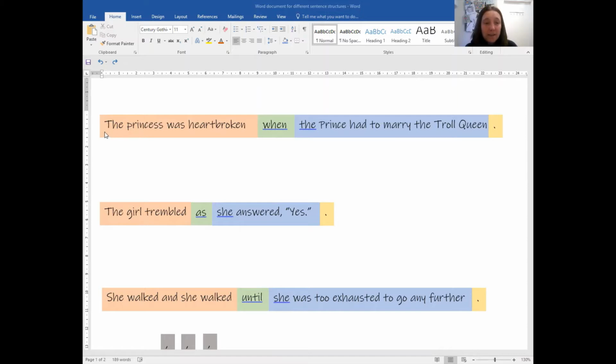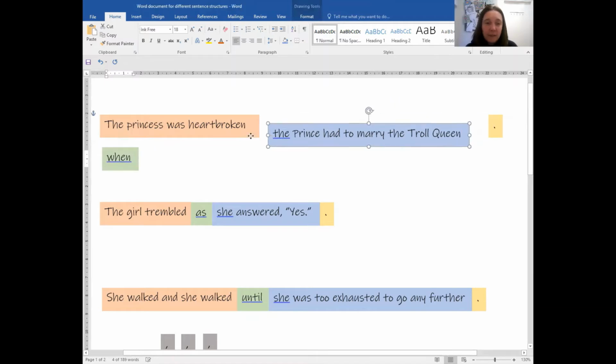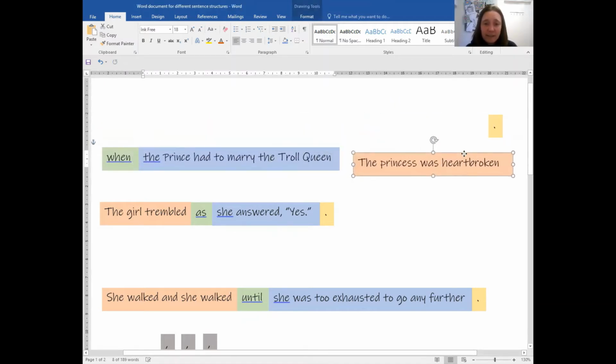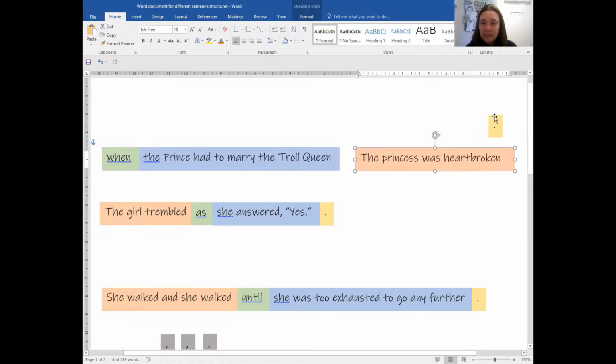So what we can do, instead of starting with the main clause, we can start with the rest of the sentence. When the prince had to marry the troll queen, the princess was heartbroken. We're still telling the reader the same information, we've just structured it in a different way. When we structure it in the different way, there are a few things we have to remember. This is how I put the sentence together.